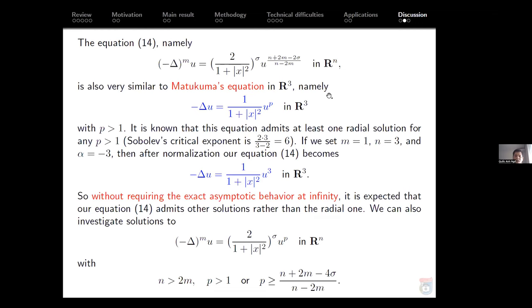Let me remind you that when we project our equation from Sn to Rn, the projected function u has good control from below and from above. So that gives us some symmetry of u. But now if we forget about those important properties, we can ask: if u is a solution to this equation, can we have some symmetry property or something similar? That would be interesting, but we do not know yet.